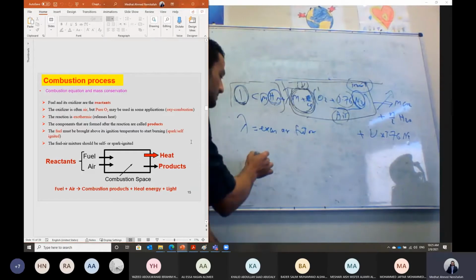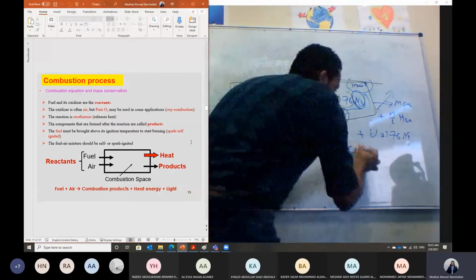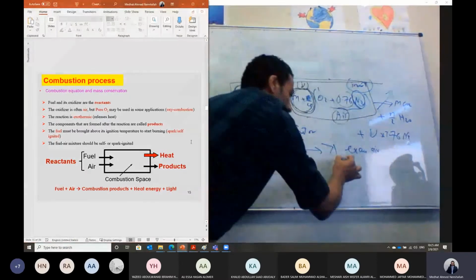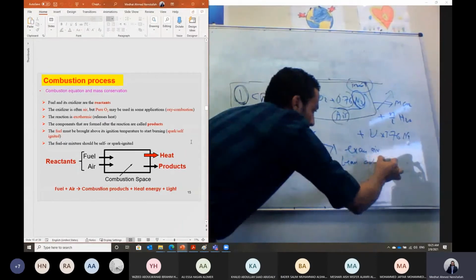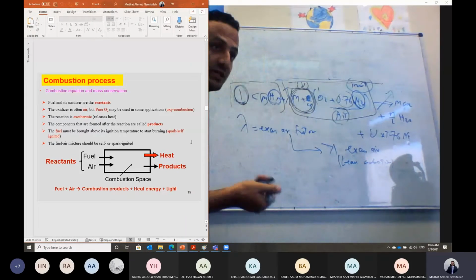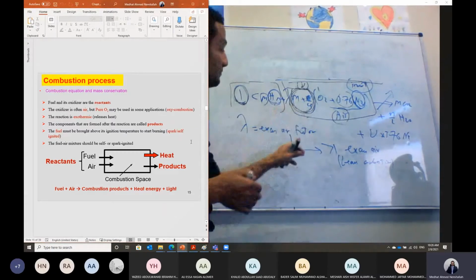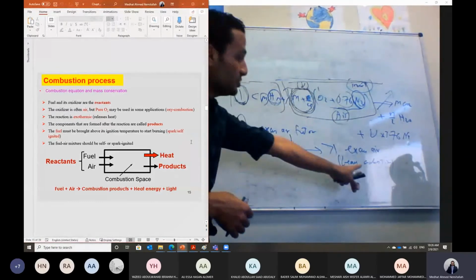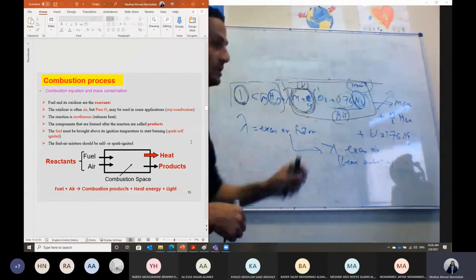So this lambda, Shabab, if it is greater than 1, that means we have excess air in this case. If we have excess air, we call the combustion lean combustion. Lean combustion, Shabab, means we have more air, more excess air than the theoretical air. So in this case, the fuel will be burned with a much larger amount of air. We call the combustion lean combustion if the excess air factor is greater than 1.